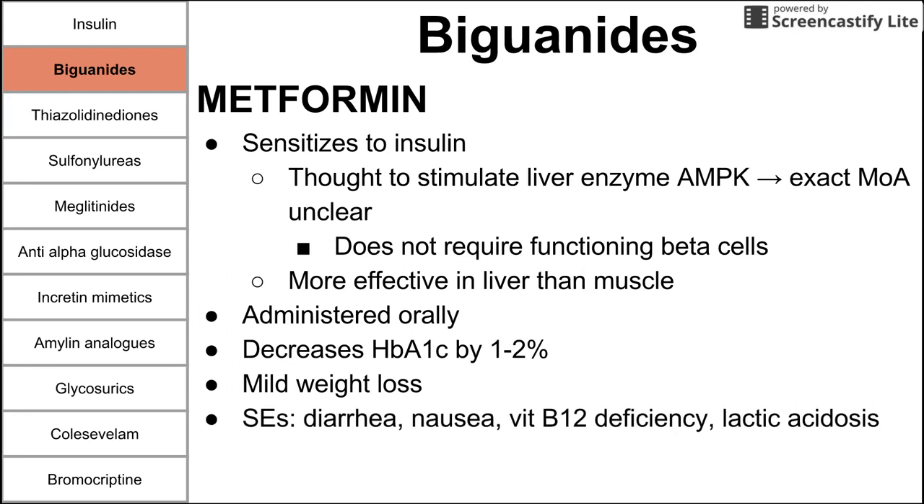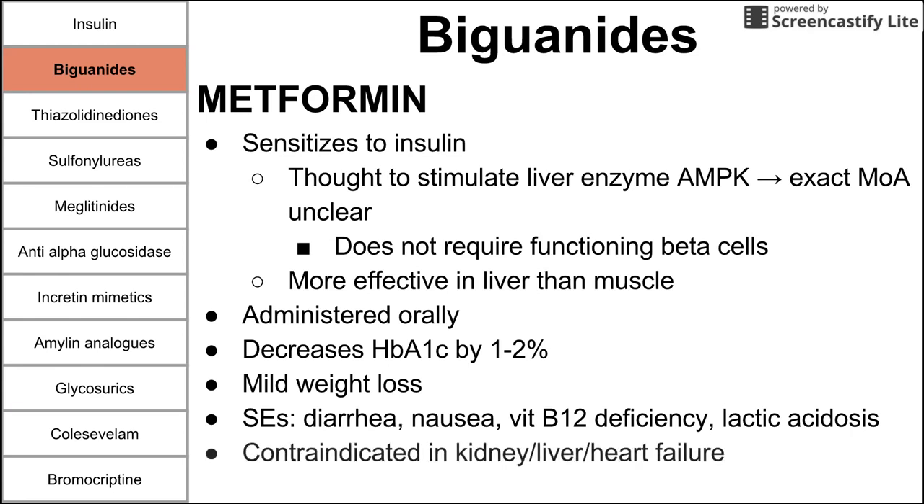Some side effects include diarrhea, nausea, vitamin B12 deficiency, and the commonly tested one is lactic acidosis. So it's important to associate metformin with the risk of lactic acidosis. Metformin is contraindicated in liver, kidney, and heart failure. So if somebody's kidneys aren't working, don't give them metformin. Metformin is first line for diabetes type 2, in addition to, or sometimes slightly after, weight loss and exercise.